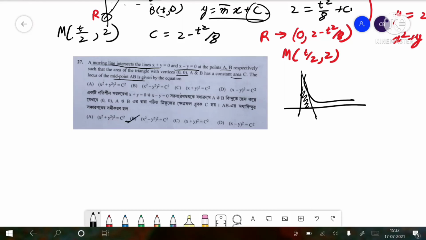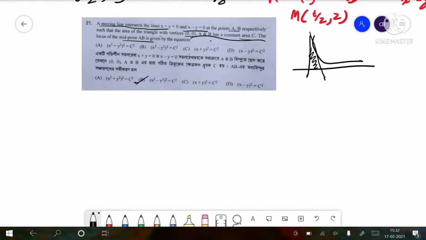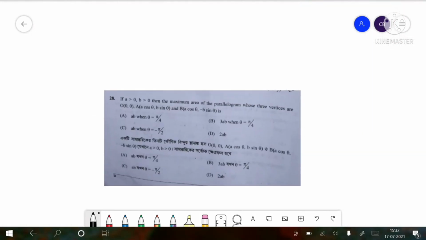So this is just, you can, if you want in the exam, calculate the whole thing using locus, but that would be extremely time consuming. Going on to the next question.